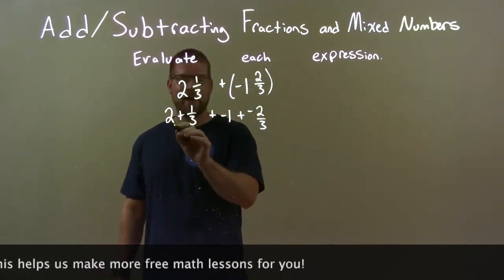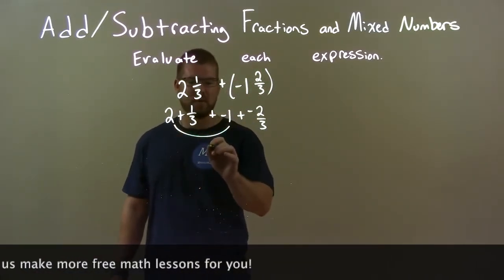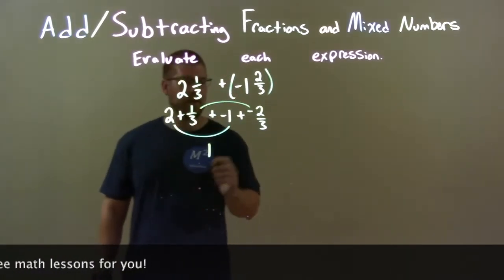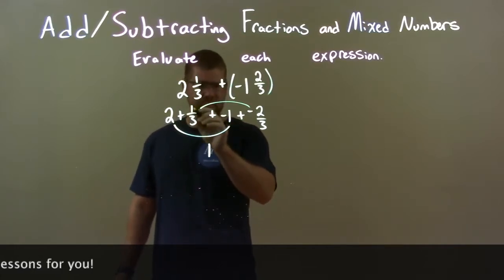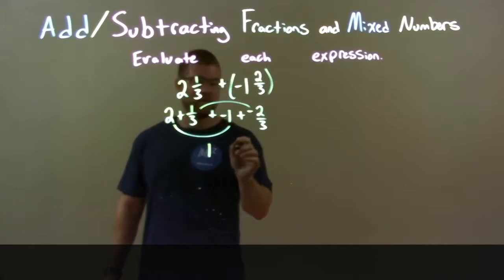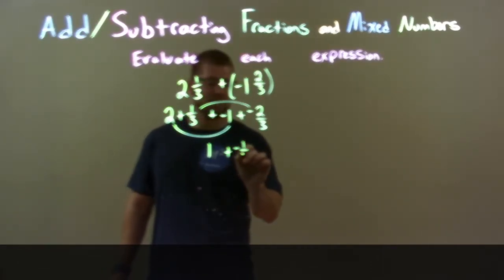Now we are going to add our whole numbers. So 2 and negative 1 is a positive 1, and 1/3 and a negative 2/3. Okay, that comes out to be, well, 1 plus, the denominator is the same, so the numerator, 1 plus a negative 2 is a negative 1. So we plus a negative 1/3 here.